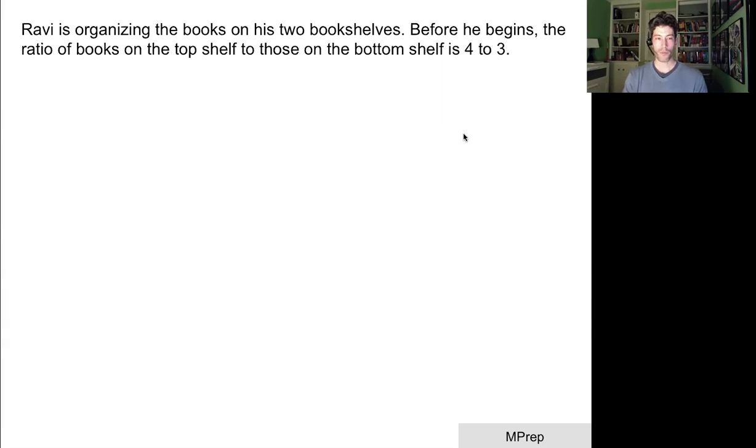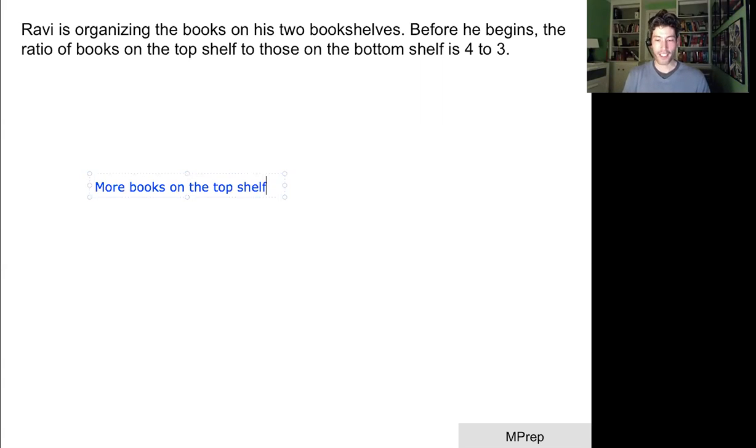All right, so Robbie's messing with his bookshelves, doing some reshuffling. Before he starts, the ratio of books on the top shelf to those on the bottom shelf is 4:3. All right, now think, what can you infer from that? What is the GMAT telling you without coming out and making it obvious? All right, absolutely. There are more books on the top shelf. I like that.